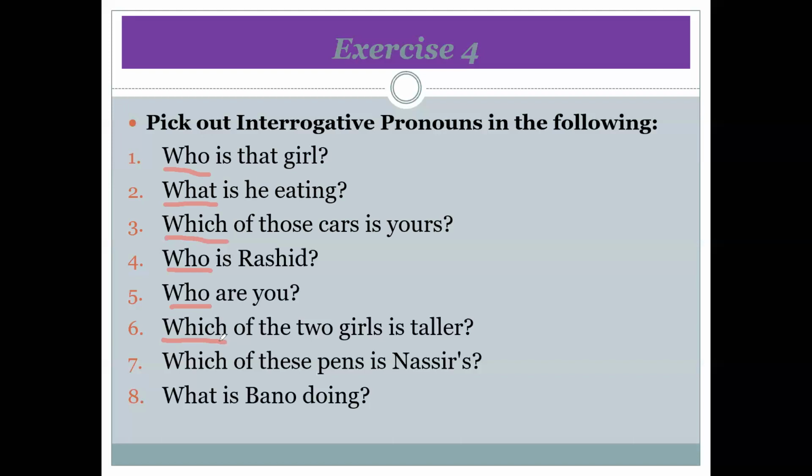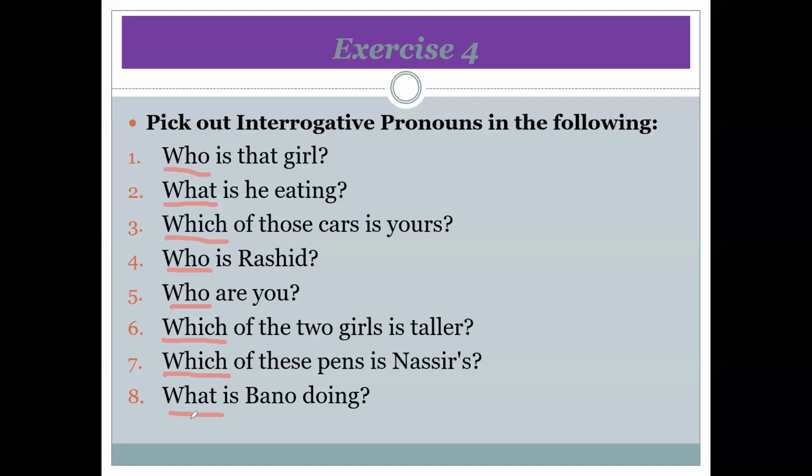Here, dear students, which is the interrogative pronoun. Number 7, which of these pens is Nasir's? Here, the word which is an interrogative pronoun. Number 8, what is Banu doing? Here the word what is underlined, and that is an interrogative pronoun.